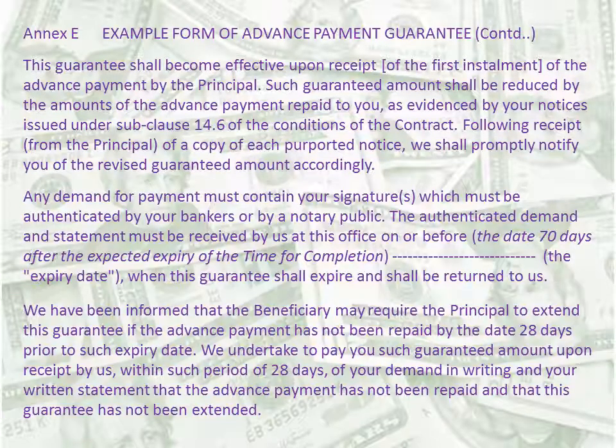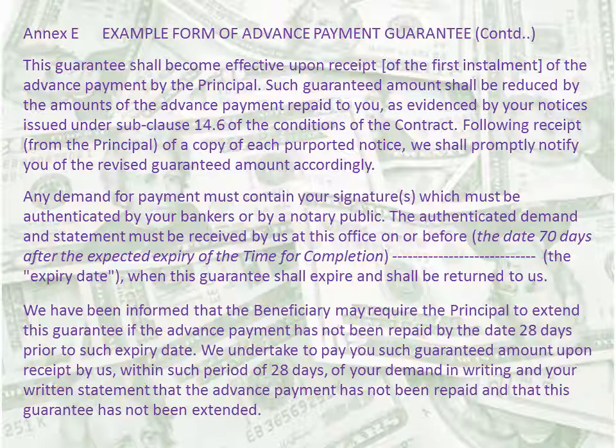This guarantee shall become effective upon receipt, within brackets, of the first installment of the advance payment by the principal. That means this guarantee will become effective once the advance payment is received by the contractor. Back to the example.